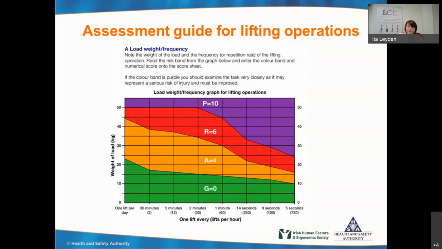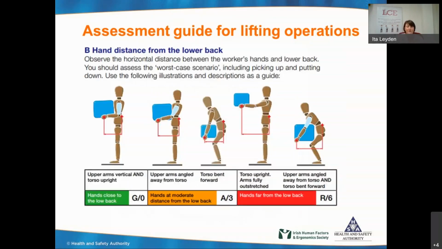And we then look and assess the hand distance from the lower back. Each individual risk factor is what you look at. So based on your pictograms, you look at where the load is being lifted, and based on where the upper arm is aligned with the torso, that'll tell you whether the score is a green 0, an amber 3, or a red 6.